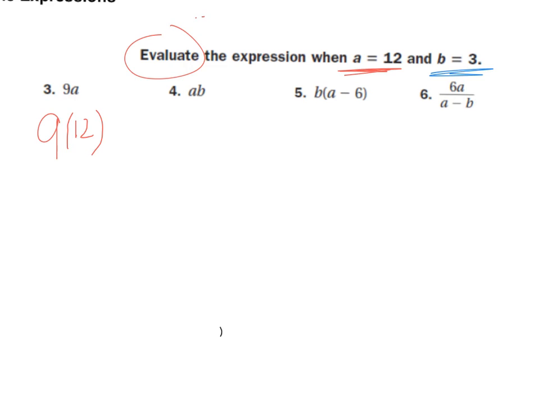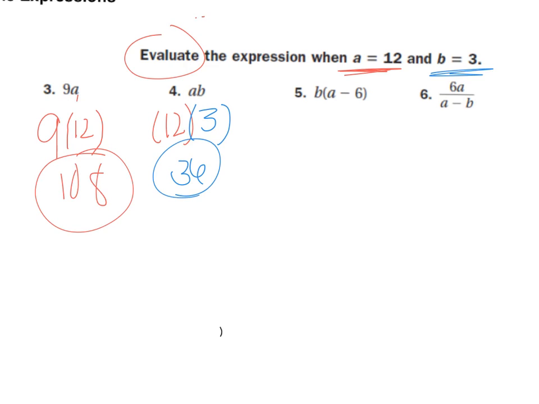So we're going to multiply 9 times 12. 9 times 2 is 18. 9 times 1 is 9, plus 1 is 10. So once we evaluate, we get an answer of 108. Number 4, a times b. A stands for 12. Again, notice I use parentheses to take the place of a. I'm going to also use parentheses to take the place of b. b is 3. Now let's solve it. 12 times 3 is 36.